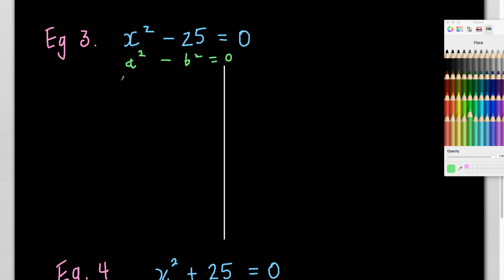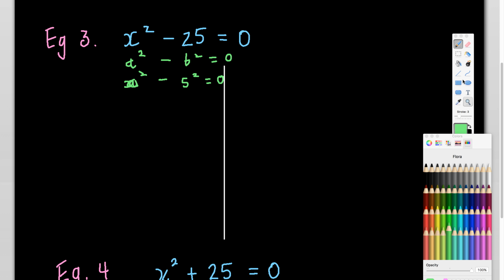Of course, where the b value is 5, because 25 is a perfect square. So what I do is I first recognise, and of course this is actually an x here, that yes, I do have a difference of two squares.